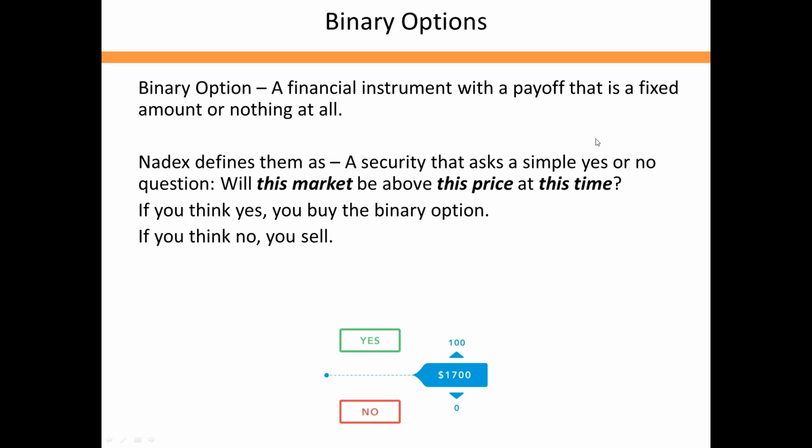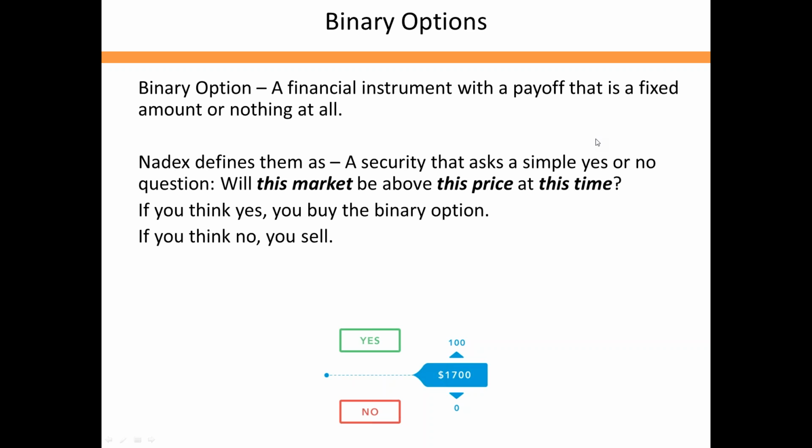So a binary option is easy to explain. It's a financial instrument with a payoff that is fixed. It can either be one amount or nothing at all. Binary. There's only two eventualities, two outcomes for the contract at expiration. So Nadex defines them as a security that asks a simple yes or no question. Will this market be above this price at this time? If you think yes, you buy the option. If you think no, you sell it.